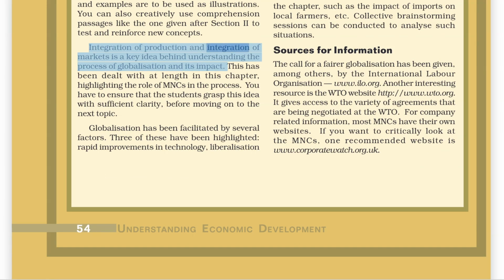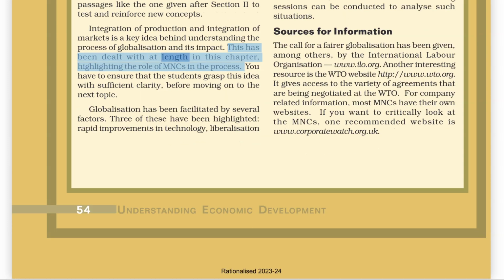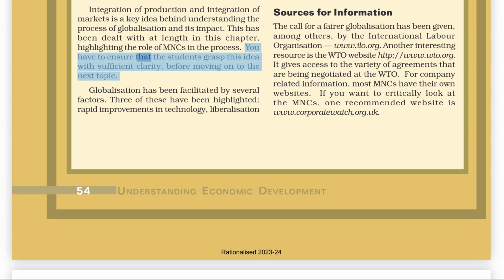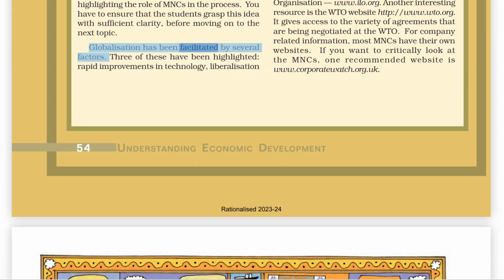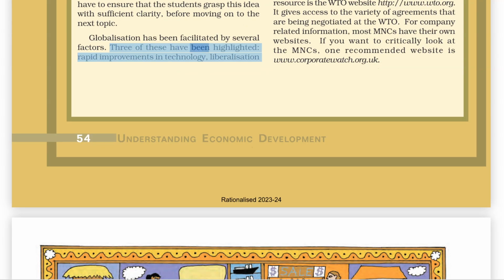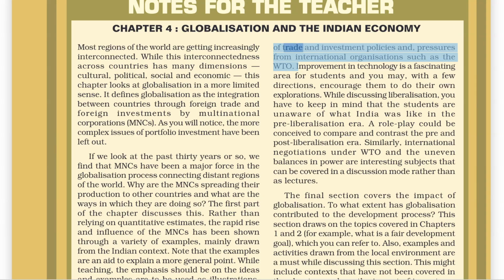Integration of production and integration of markets is a key idea behind understanding the process of globalization and its impact. This has been dealt with at length in this chapter, highlighting the role of MNCs in the process. You have to ensure that the students grasp this idea with sufficient clarity before moving on to the next topic. Globalization has been facilitated by several factors. Three of these have been highlighted: rapid improvements in technology, liberalization of trade and investment policies, and pressures from international organizations such as the WTO.